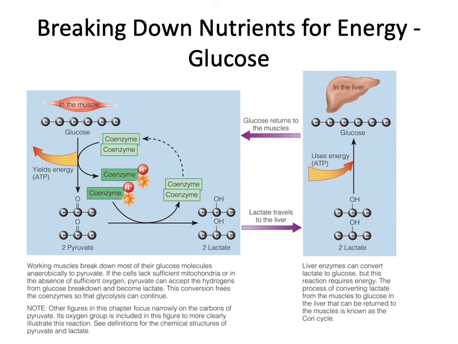And this is a diagram, again, of breakdown of glucose in the muscle tissue to produce pyruvate, which then has to be converted to lactate to generate cofactors for glycolysis. And then that lactate can travel to the liver, be converted back into glucose, which then can be sent back to the muscle for breakdown again to generate more energy.